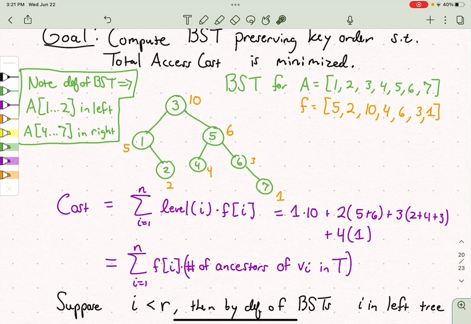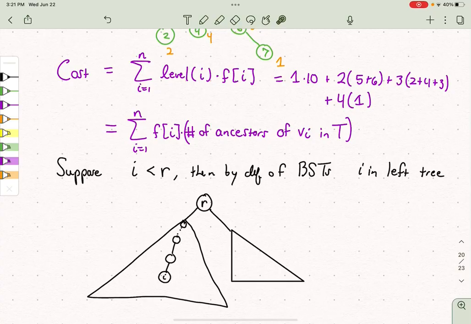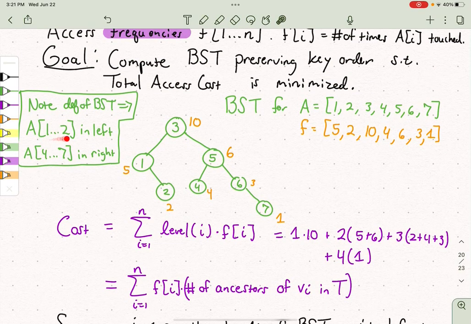We want to somehow characterize this cost recursively so we can do backtracking or divide and conquer type algorithms. To do this, let's look at a specific element i, and let's assume it's less than the root. If it's less than the root, then in the array A, it will be to the left of the root. In this example, the root is 3, so keys 1 and 2 are on the left side of the tree, and the keys to the right are on the right side of the tree.